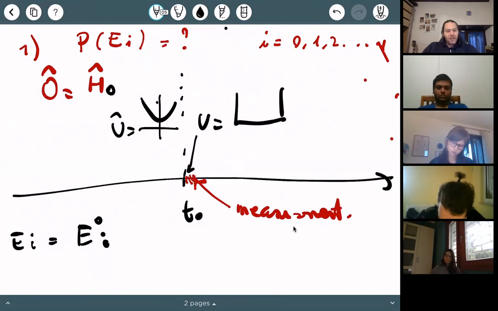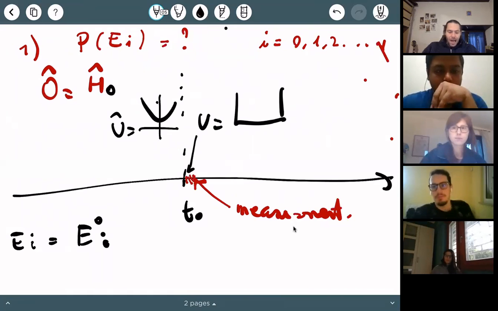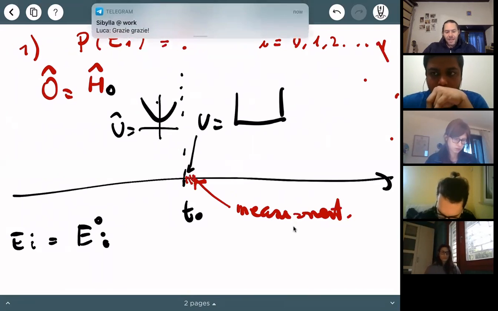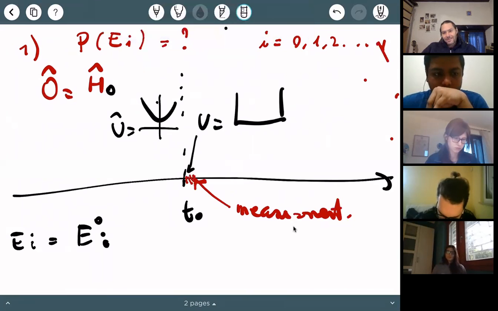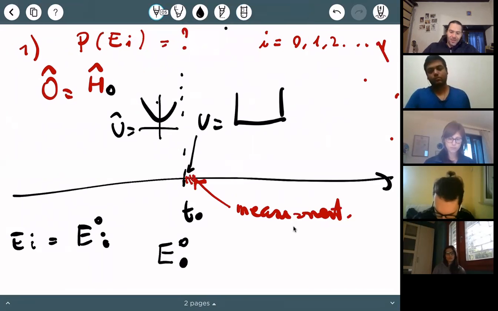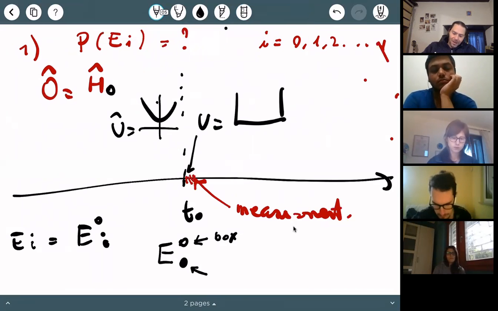Do we have an agreement on this? Okay, so how do I compute these Hamiltonians? The corresponding probability. Let's be specific. How do I compute the probability of E0 not, where this is box and this is ground state?